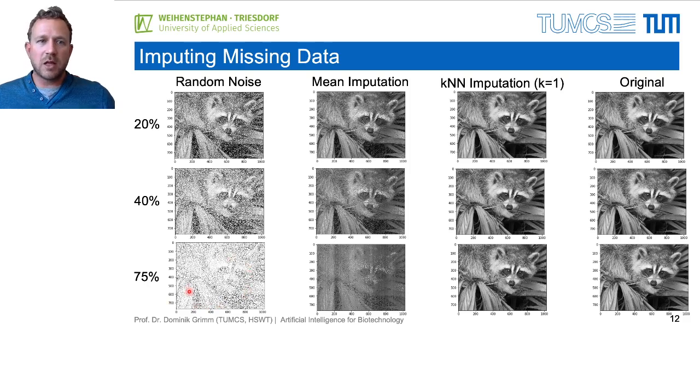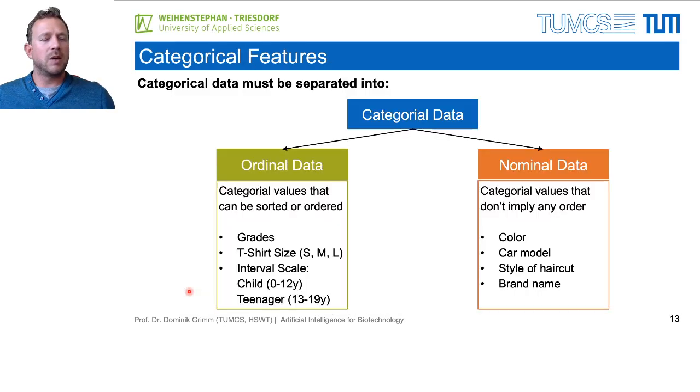The next thing which I will talk about is, what do we do if we have categorical features? We always talk now about continuous features or binary features, but very often we have categorical features. And there we have to distinguish between two different categorical data types. One is ordinal data and the other one is nominal data.